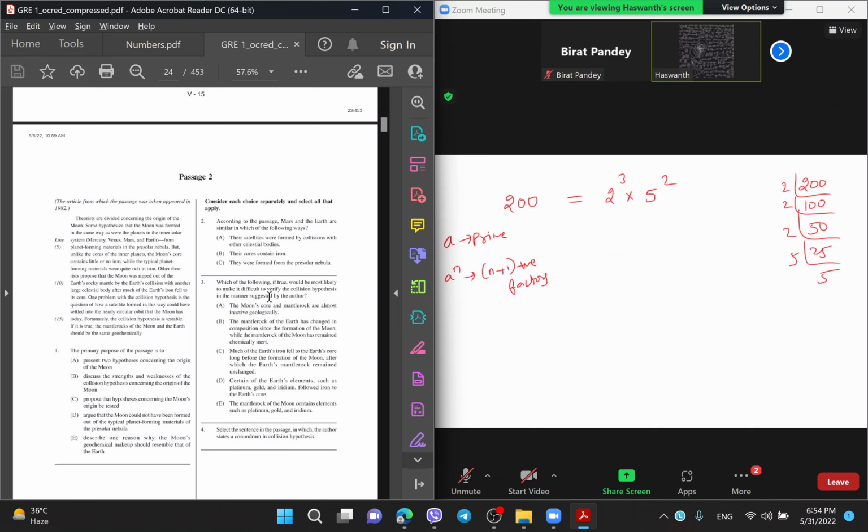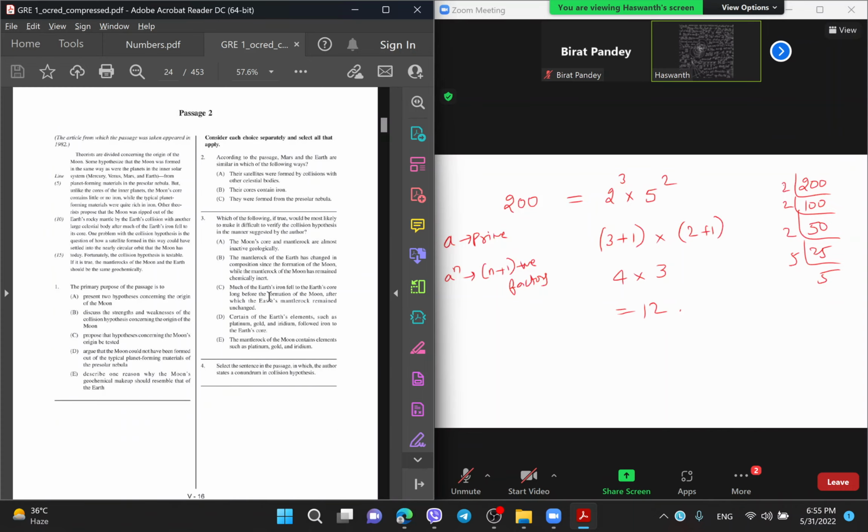2 is a prime number, so 2 cube will have 3 plus 1 positive factors, into 5 is also a prime number, so 5 square will have 2 plus 1 positive factors. Total 4 into 3, which says 200 has 12 positive factors. So first prime factorize the number, express it as product of powers of prime numbers. Then to find the number of positive factors, use this idea: 2 cube will have 3 plus 1, into 5 square will have 2 plus 1, 4 into 3, total 12 positive factors.